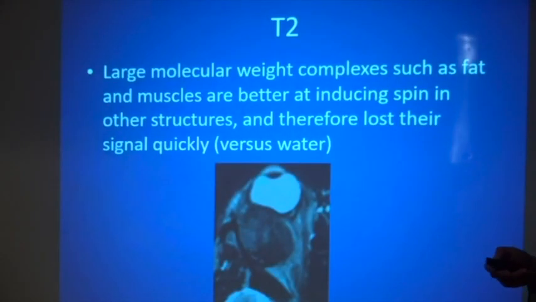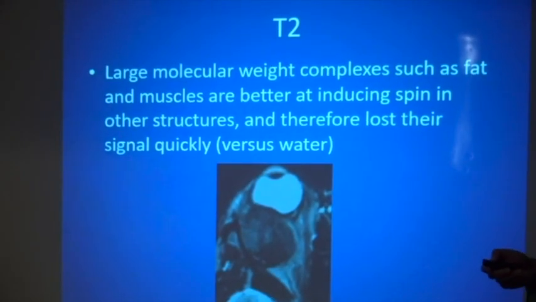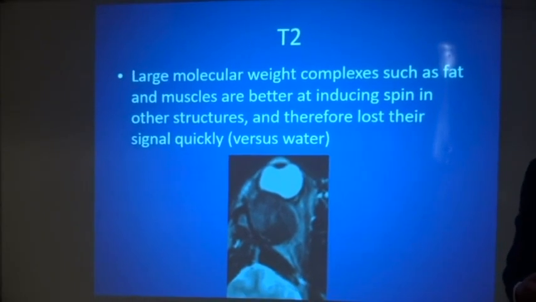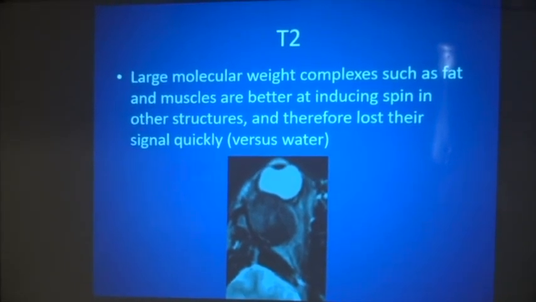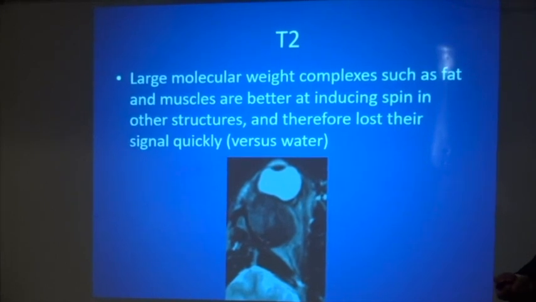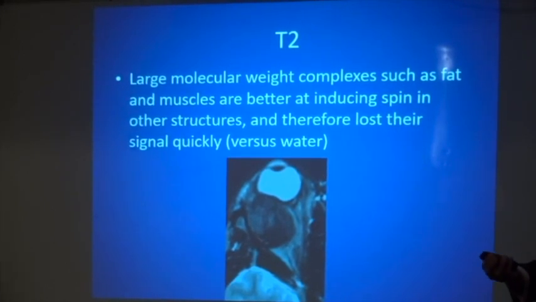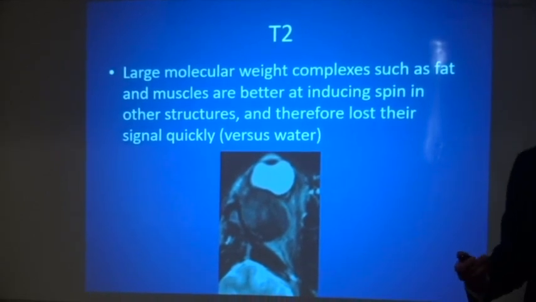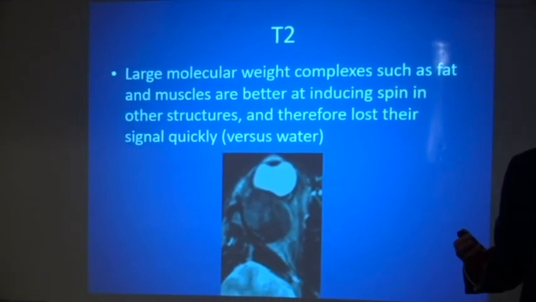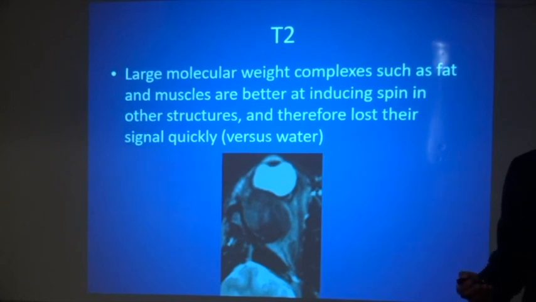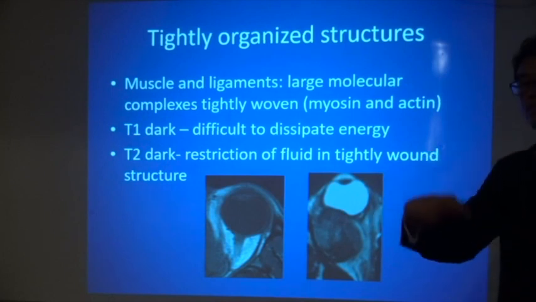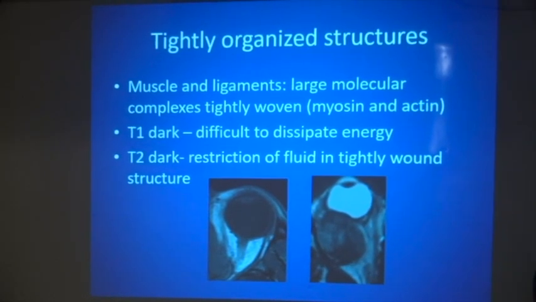The next one is large molecular weight complexes such as fat and muscle are much better at inducing spin in other structures. And therefore they lose their signal very quickly versus water. So you can see here all these lesions in T2 are giving up their energy very quickly, and therefore it's dark. So you can tell the difference between T1 and T2 depending on that. And I'll go through example after example to show you this so you understand this.